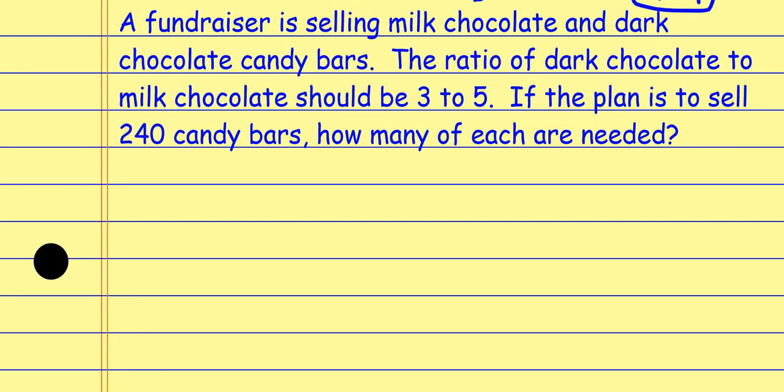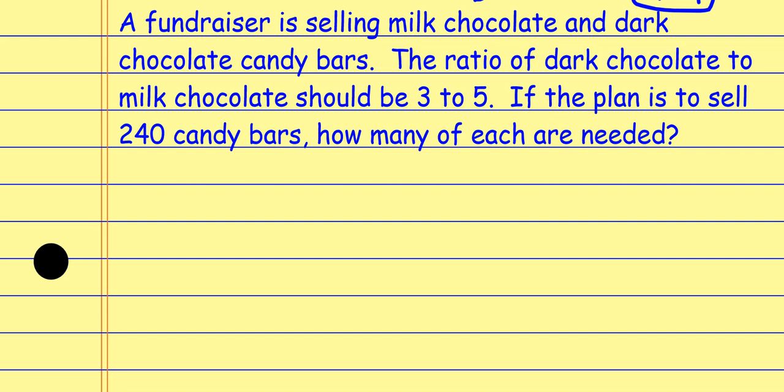How about something like this guy? It says a fundraiser is selling milk chocolate and dark chocolate candy bars. The ratio of dark chocolate to milk chocolate candy bars is 3 to 5. If the plan is to sell 240 candy bars, that's total, how many of each are needed? And so this is a little bit tricky, all right?